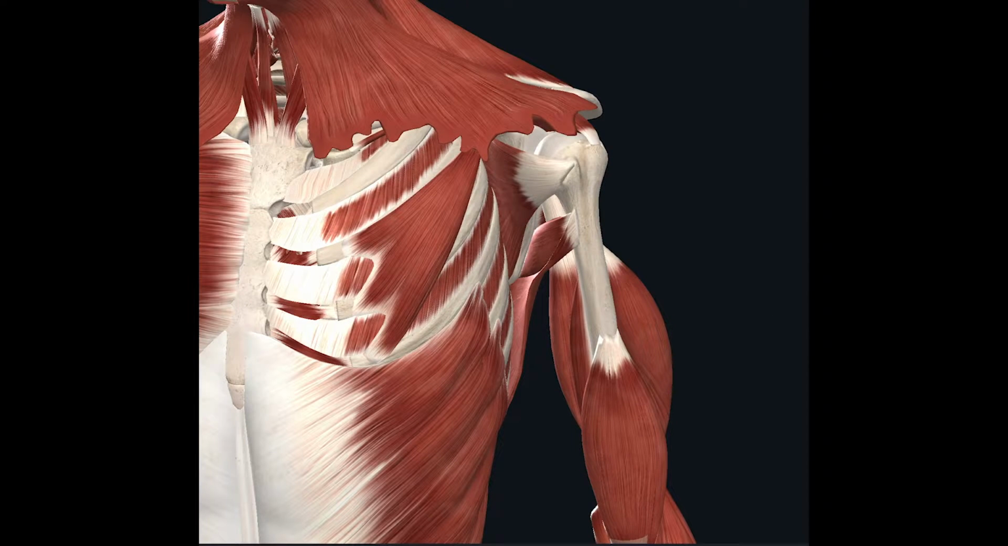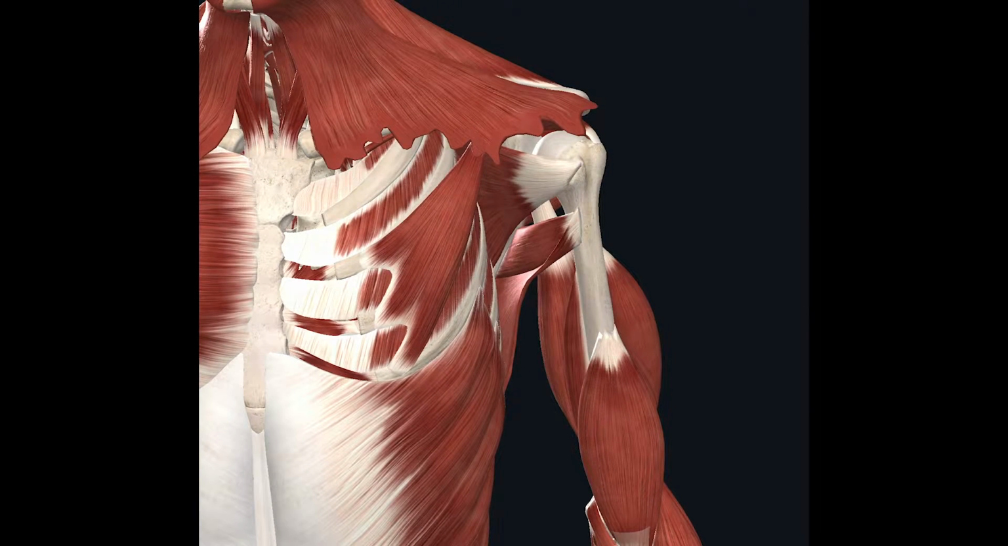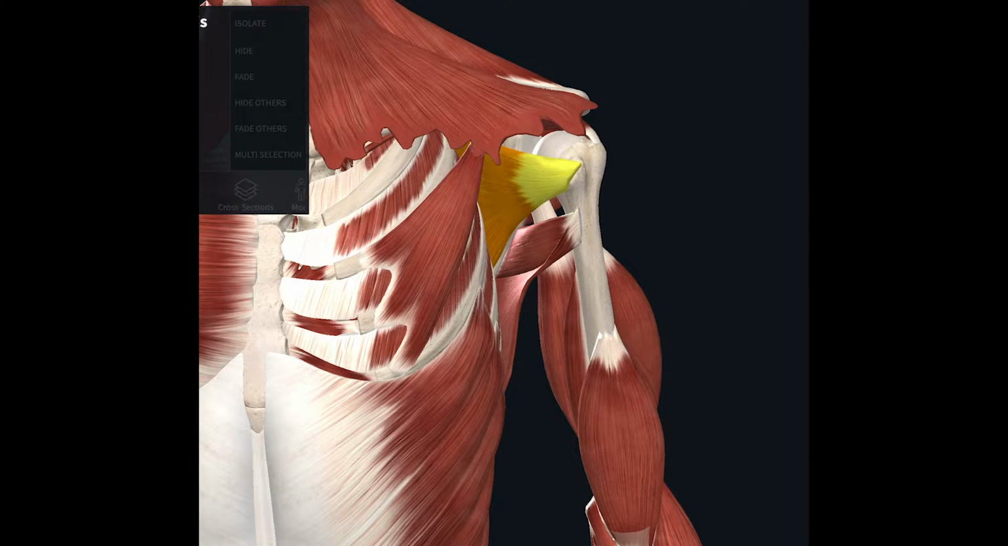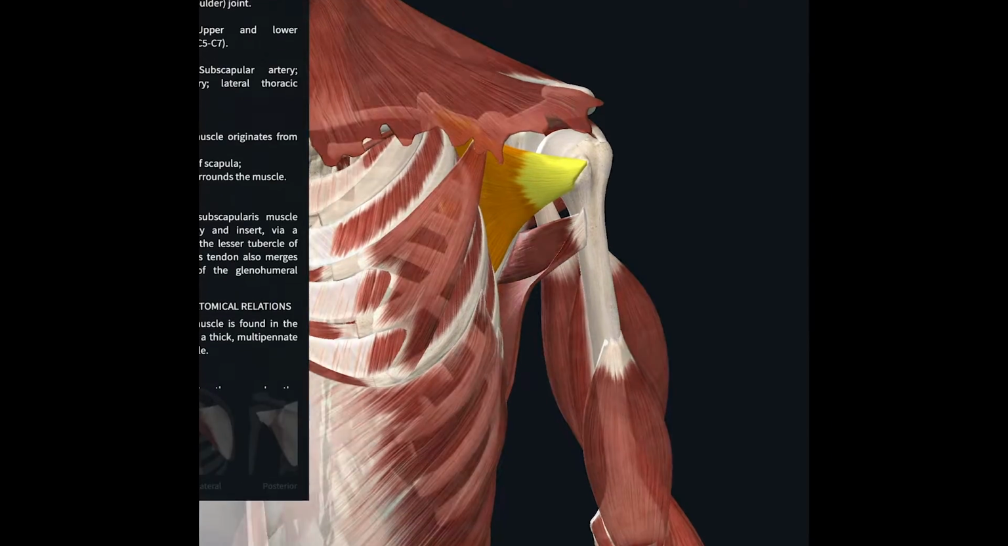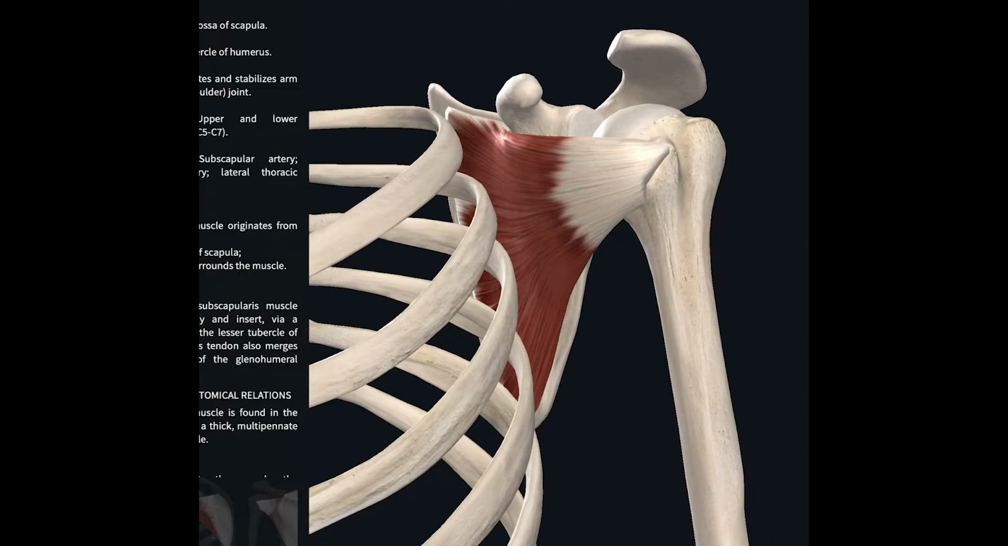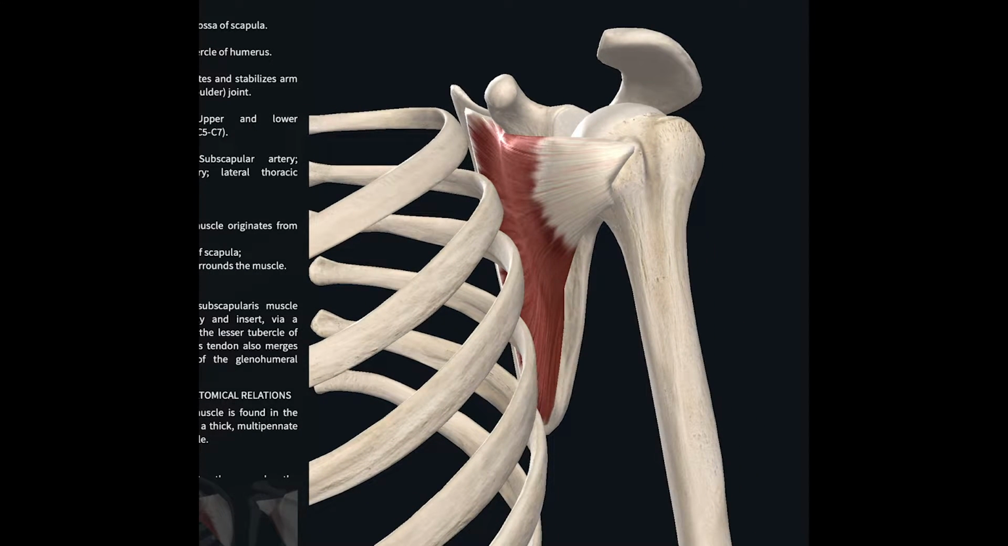The last muscle of the rotator cuff is the subscapularis, and as the name suggests, its origin is in the subscapular fossa. So in this anterior view, you can only see part of the subscapularis because the majority of the muscle is hidden behind the rib cage. So I'm going to isolate it here. So you see how it forms this false joint with the thoracic wall.